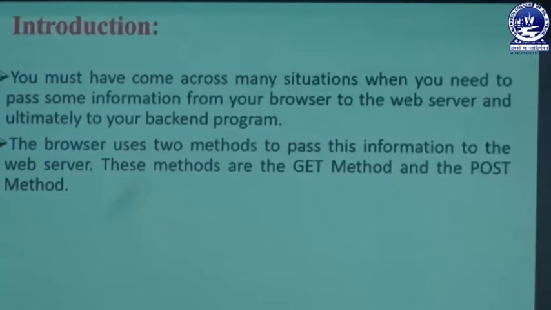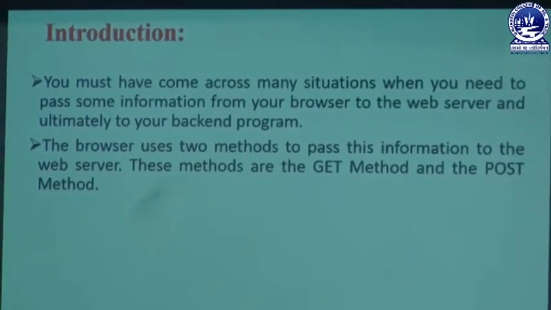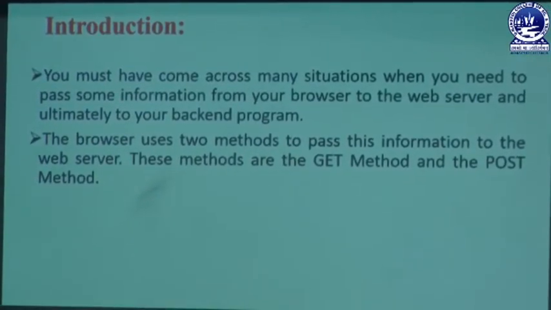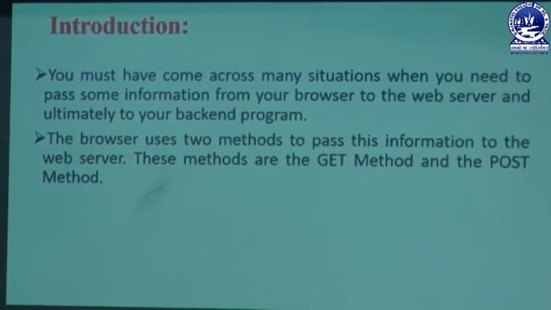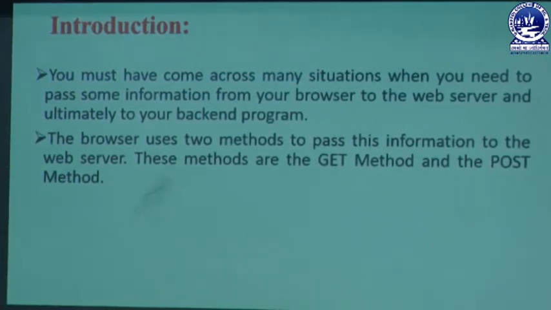Whenever a user successfully sends the request from front end to backend, between these two we have a middleware part that may play as JDBC, or otherwise it is part of a server. That web server plays a successful role between your front end and the back end. That means the server helps to process the user's information from the user side to our server side. That's why the browser uses two methods to pass this information to the web server.